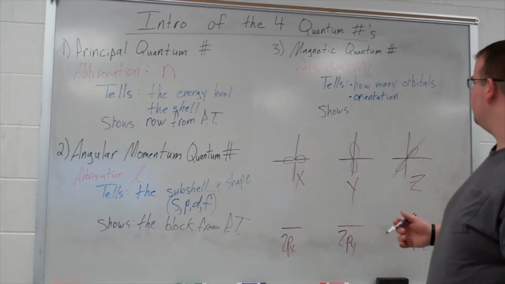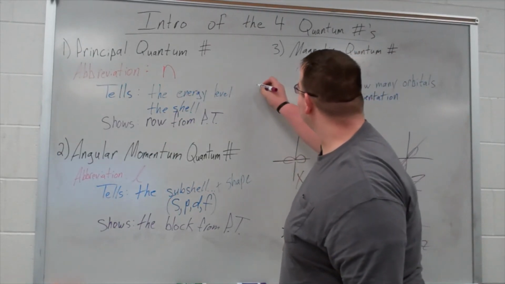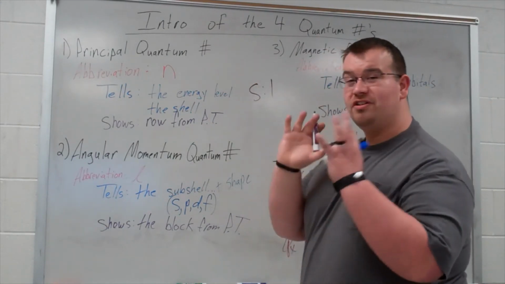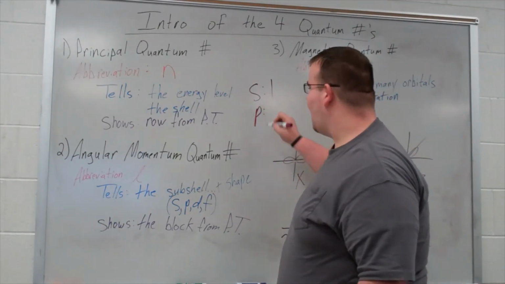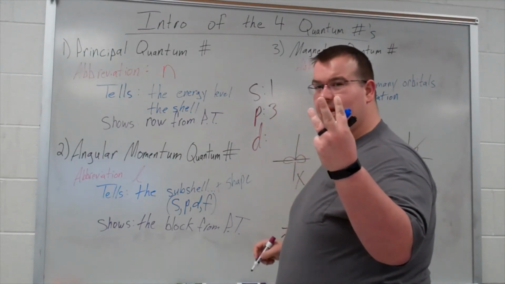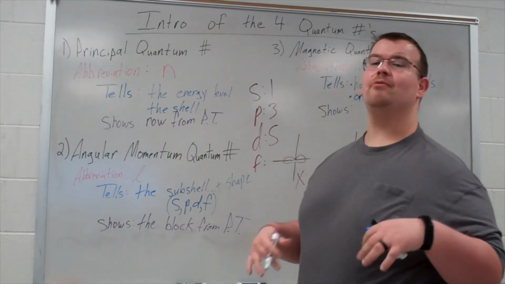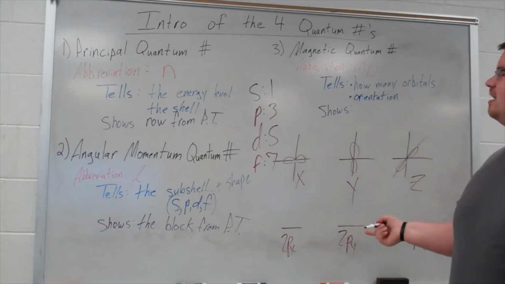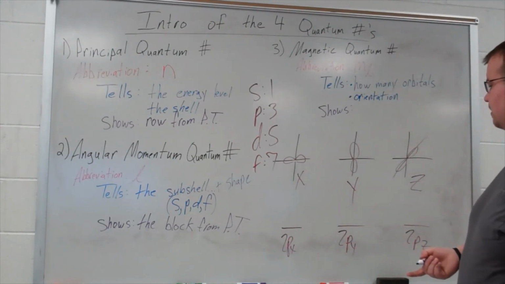How many orbitals? Okay, how many orbitals does an S have? One orbital. Because there's one shape. There was one dash. P, how many? 3 orbitals. D, how many? 5. F, how many? That was 7. That's how many orbitals are within those subshells. That's what we're seeing and what we're dealing with.